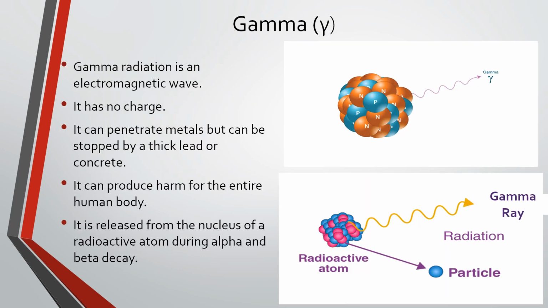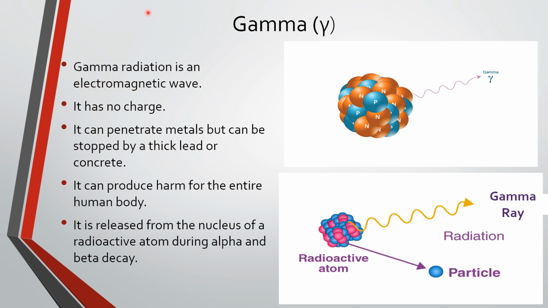The third type is gamma radiation. Alpha, beta, and gamma all come from the nucleus of the atom. Okay, so this is a third type of radiation. The gamma, as you can tell here by this picture, it's a wave, where the alpha and beta are particles. So gamma radiation is electromagnetic waves.